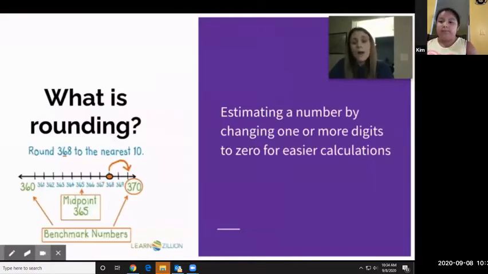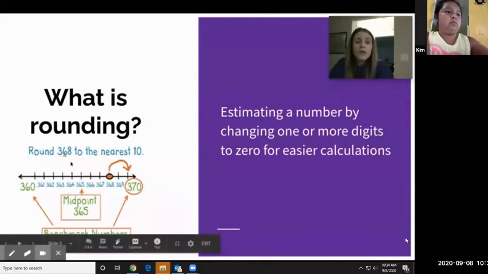Rounding is changing a number by changing one or more digits to 0 for easier calculations. Estimating is when we push a number closer to a number that is easier for us to work with. Take a look at this example.